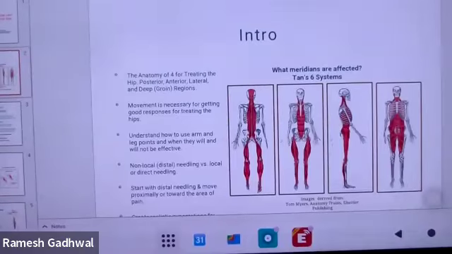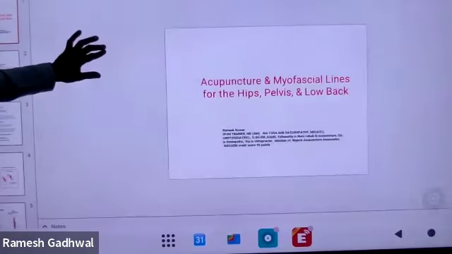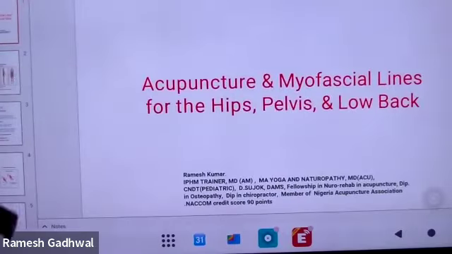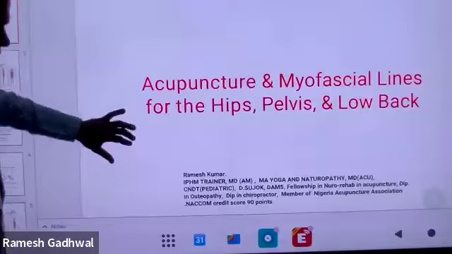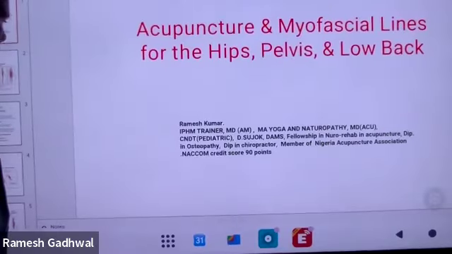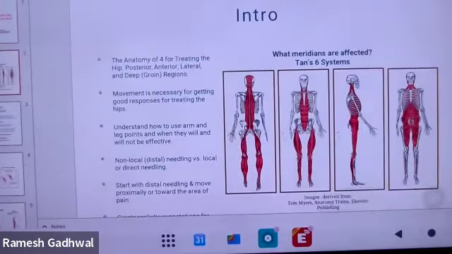Okay, thank you. So, today we are talking about acupuncture and myofascial lines for the hip, pelvic, and low back pain. There is a short introduction from me. Then, an introduction to treating low back pain, pelvic regions, and the lumbar area. The anatomy of treating the hip: posterior, anterior, lateral, and deep regions.